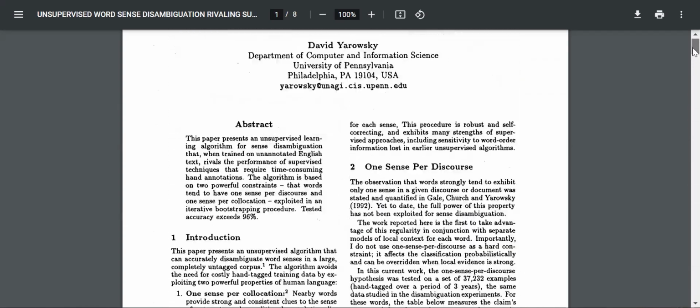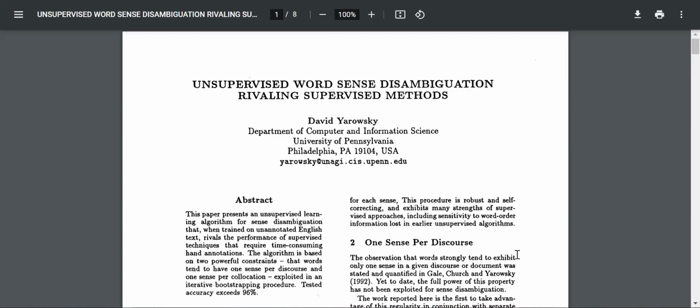So overall, this was a pretty great read, and sorry for being away for a long time. I'll probably upload a few videos in quick succession now.